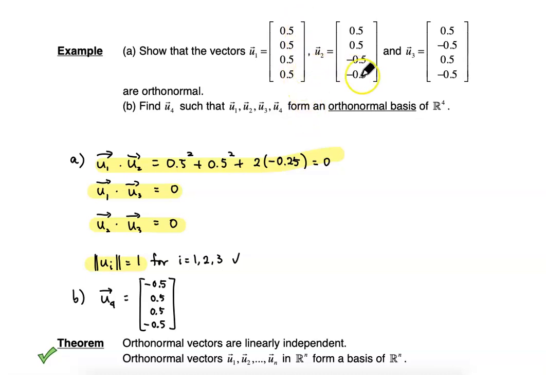Obviously, it's going to have the same kind of appearance as these vectors, but you just have to find where to put the negative signs in front in order for U4 to be perpendicular to the other 3, and this is one of the 2 possibilities.